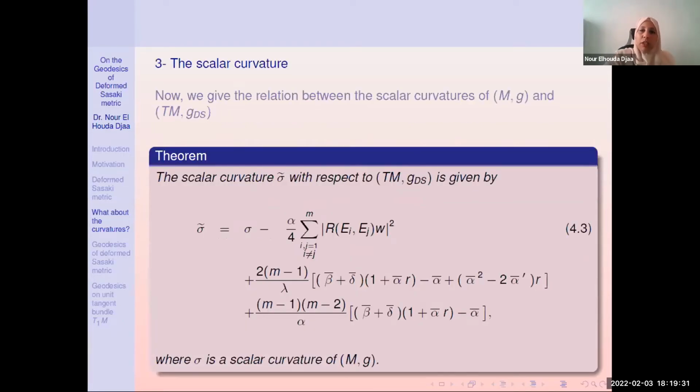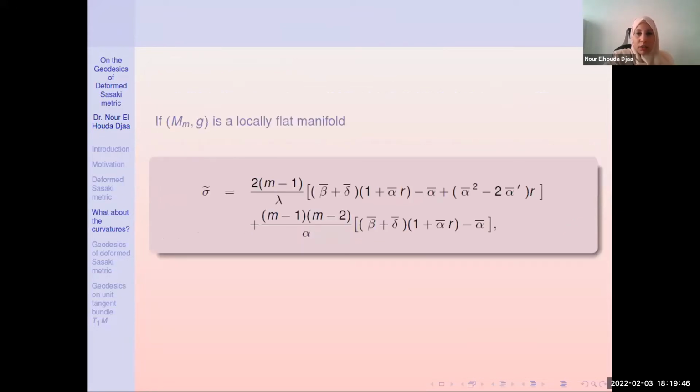So now we give the relation between the scalar curvature on (M,g) and the scalar curvature on (TM,g_DS), which is given in the following theorem. And we can study some particular cases. I choose here the case where M is locally flat, and we can notice that the scalar curvature in this case equals this equation.